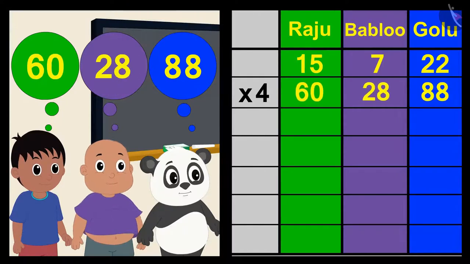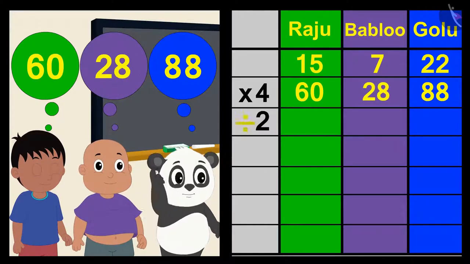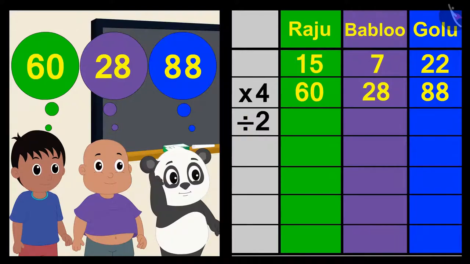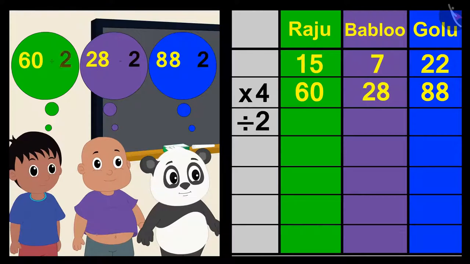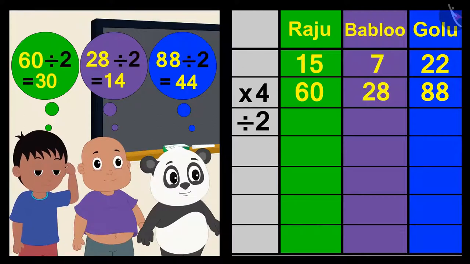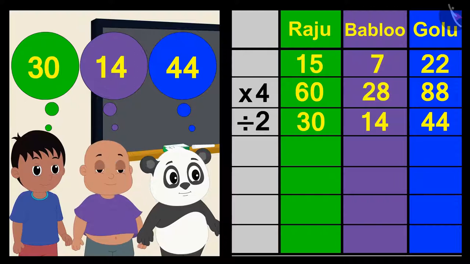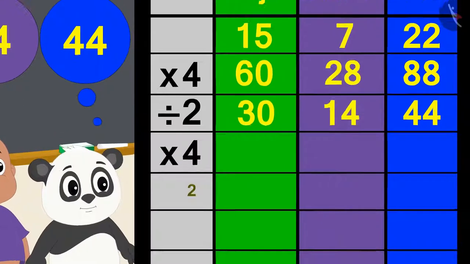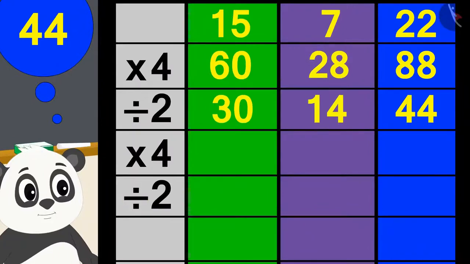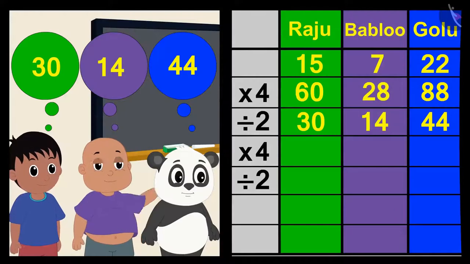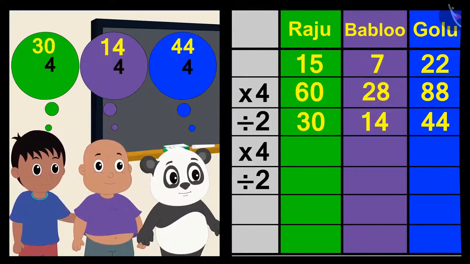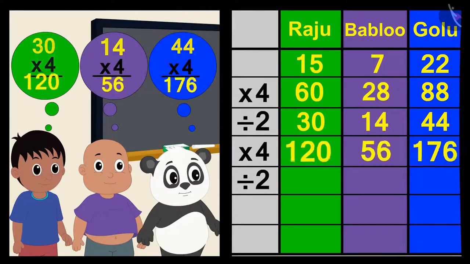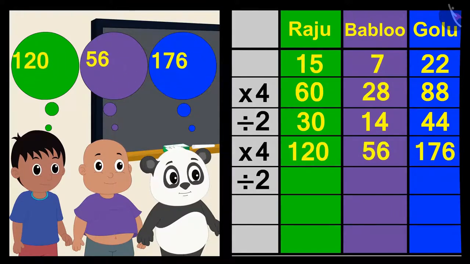"Now, divide your answer by 2." Sher Khan explains the process and the three friends quickly do it. "Now, multiply your answer once again by 4 and then divide that answer by 2," Sher Khan said. The three friends multiplied their answer by 4 in this way and then divided the received answer by 2.